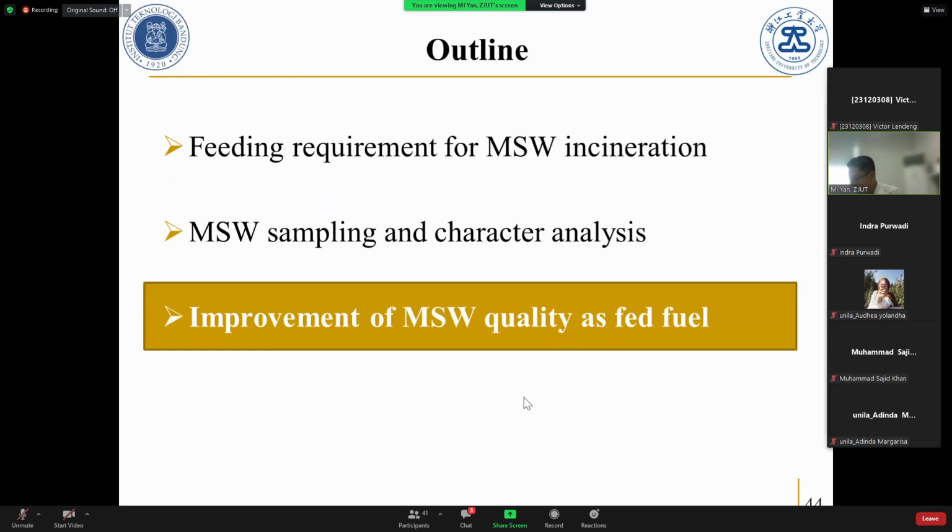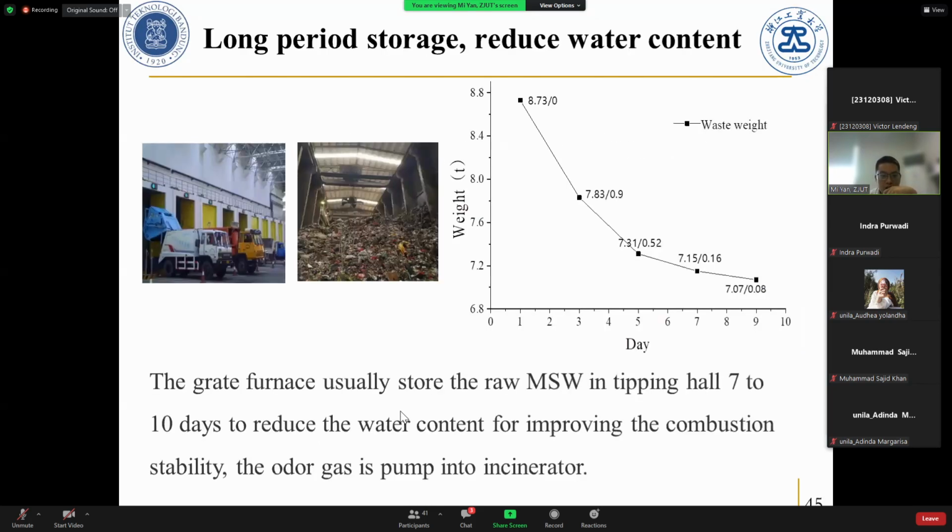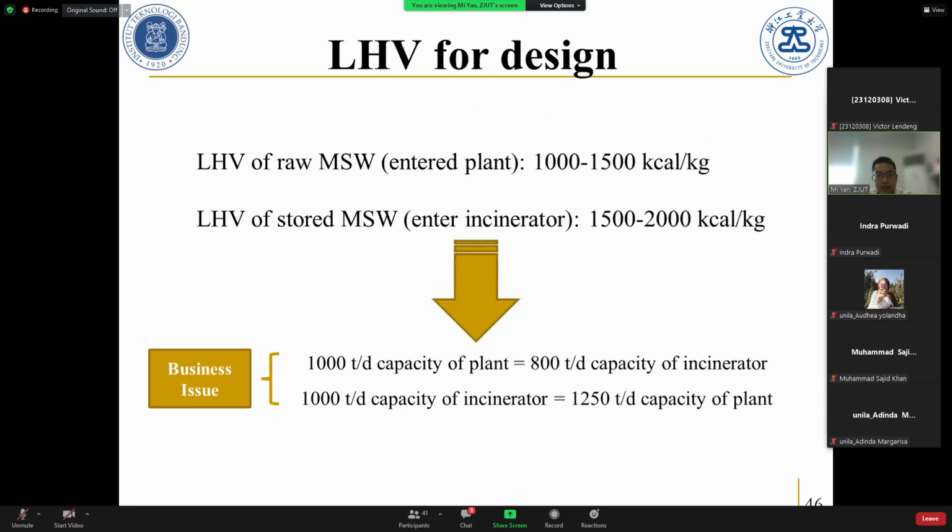Okay, the last, I think I have 10 minutes. Yes, 10 minutes. So, improvement of MSW quality as a feed fuel. For Chinese experience, because the moisture content is very high, the furnace operator will store the raw MSW in a keeping hole for 7 to 10 days to reduce the water content. For improving combustion stability, oil or gas is pumped into the incinerator.